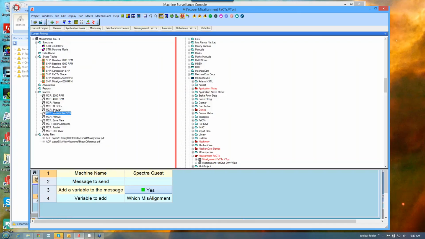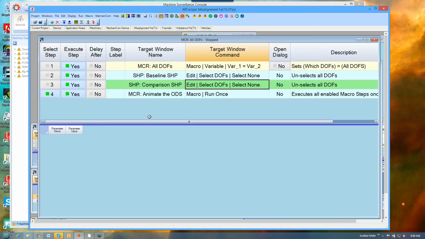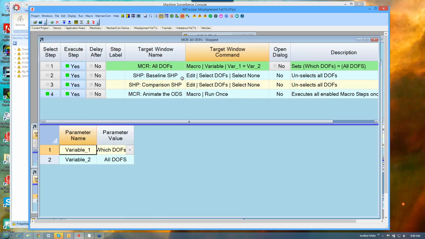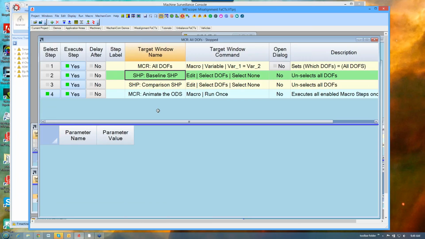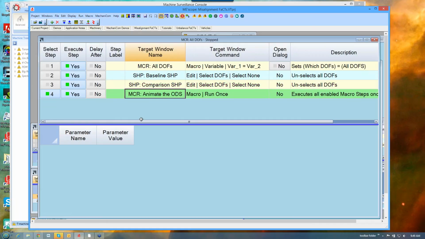They're all quite small, and they all end up, here's the one where I want to switch back to all DOFs. So I simply first of all set a variable called which DOFs down here. You can see it's set to all DOFs. And then the baseline, we clear out the DOFs, select none, don't clear them, but unselect. Remember, animation in Emiscope will only animate selected DOFs and selected shapes. And then the comparison, the same thing, we're unselecting, and then we're going to tell it to animate the ODS. So it's going to go off and run this macro.